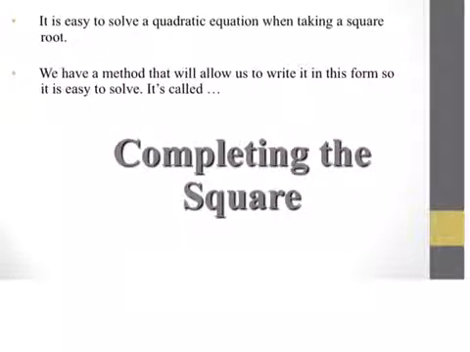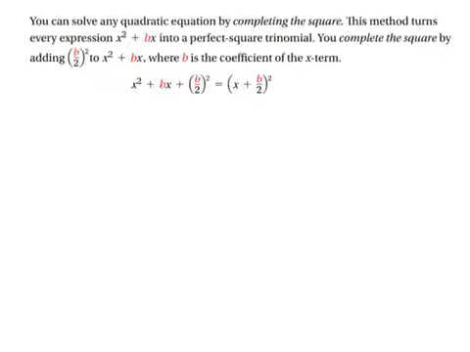Now it's easy to solve a quadratic equation when taking the square root. We have a method that will allow us to write it in this form so it's easier to solve. It's called completing the square. You can solve any quadratic equation by completing the square. This method turns every expression of x squared plus bx into a perfect square trinomial. You complete the square by adding the quantity b divided by 2, squared, to x squared plus bx, where b is the coefficient of the x term.